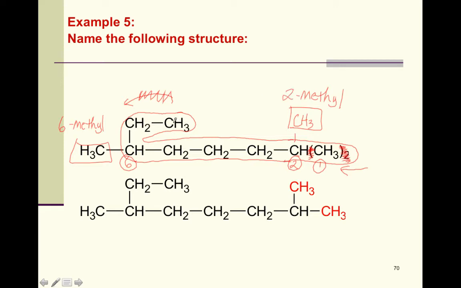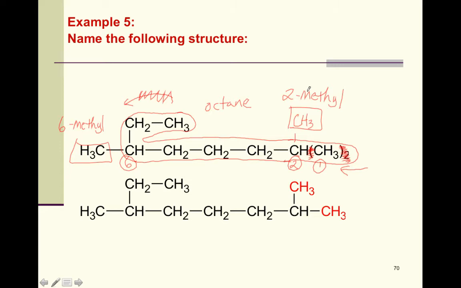I just noticed something. What I didn't do is write my parent name. How many carbons do I have in my parent? Let's see. 1, 2, 3, 4, 5, 6, 7, 8. So the parent name is octane. That's going to be its last name. So now I have a methyl and another methyl.